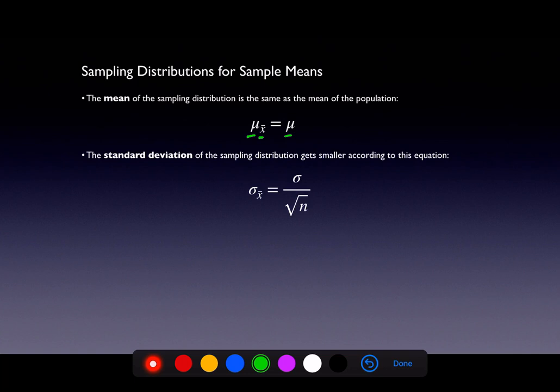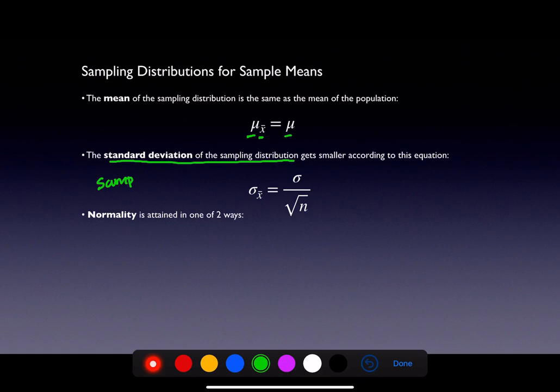Now keep in mind, I know it says standard deviation of sampling distribution. That is a mouthful. So when you hear me talk about the standard error, excuse me, I even messed the words up. Standard error, that is the same thing. Sampling error is something different.